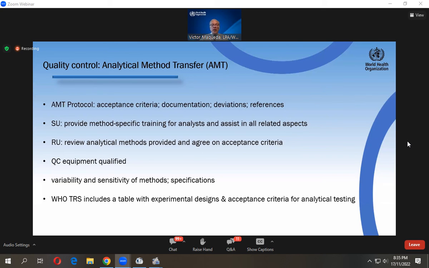The receiving unit reviews the analytical methods provided and agrees on the acceptance criteria, so they should be in agreement. Of course, as prerequisites, we need the quality control equipment qualified, the variability and sensitivity of methods and specifications understood. The WHO TRS includes a table with experimental designs and acceptance criteria for analytical testing that we encourage you to also visit.